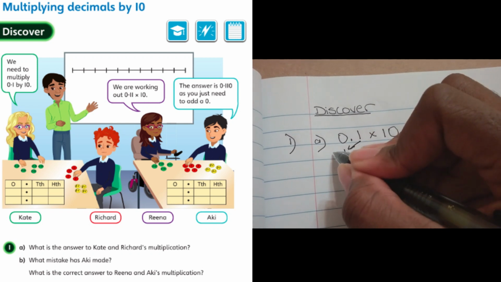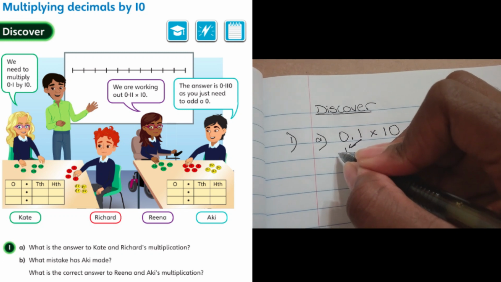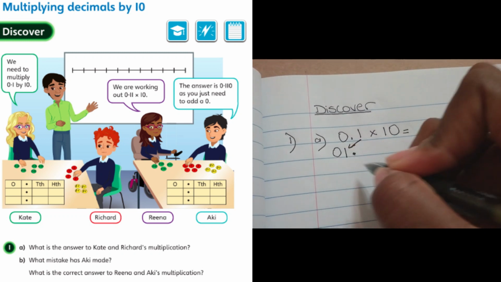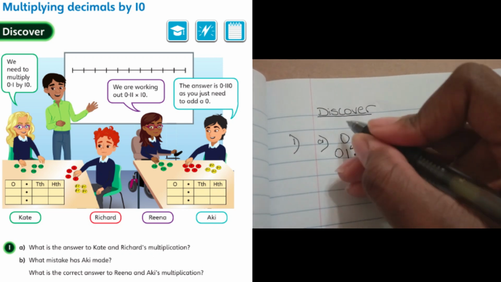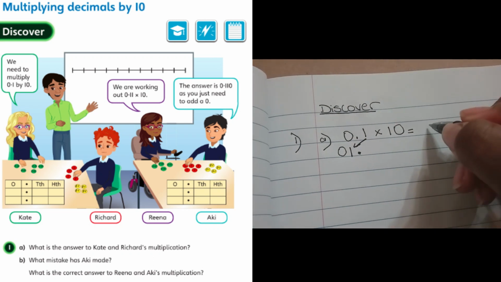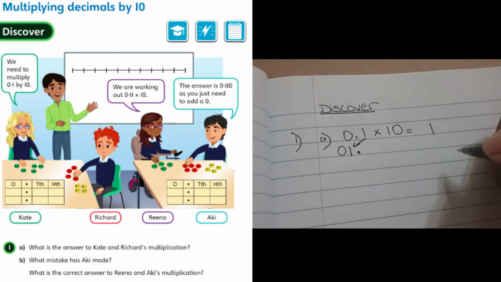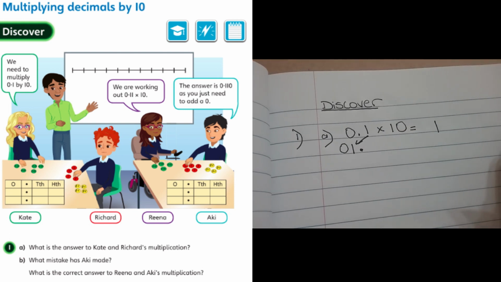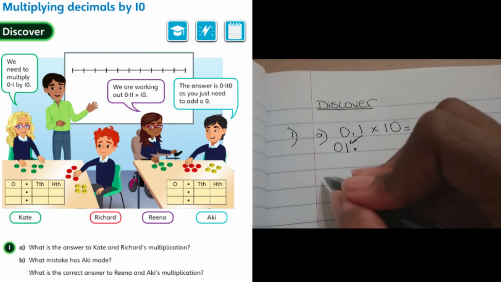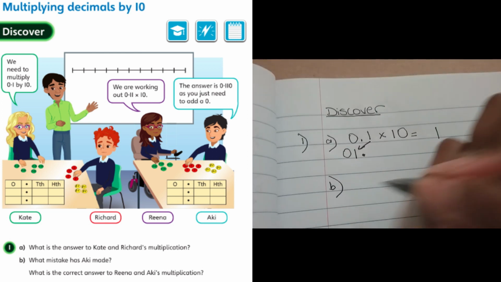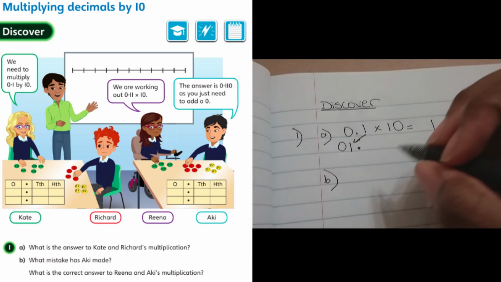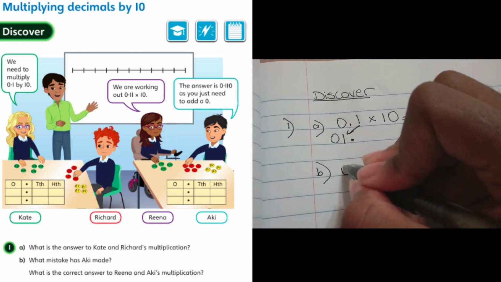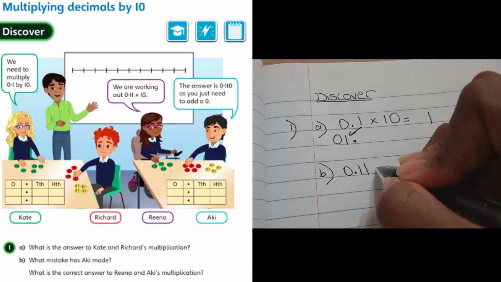That 0 would now move to the tens place. If I put a 0 in the tens place, I still only have 1, because it's 1 in the ones place. So my answer here is just the number 1. That was pretty simple. Now let's move on to the B part. What mistake has Aki made? All right, so first of all, he and Rena are working out the problem 0.11 times 10.